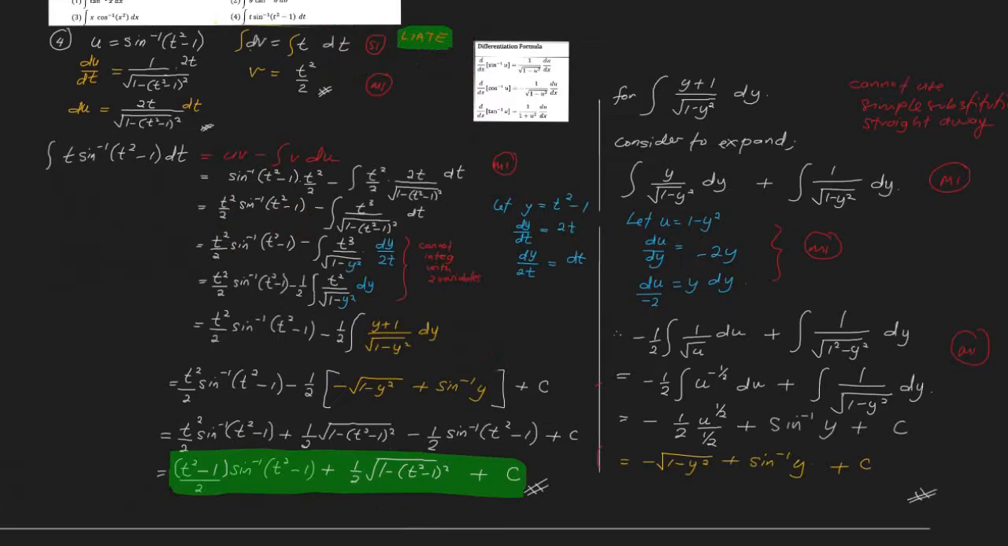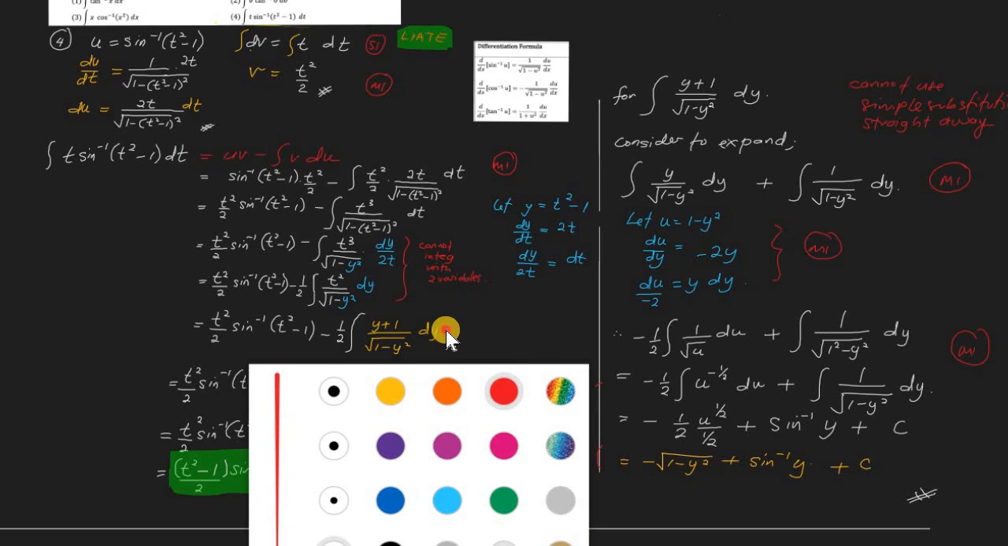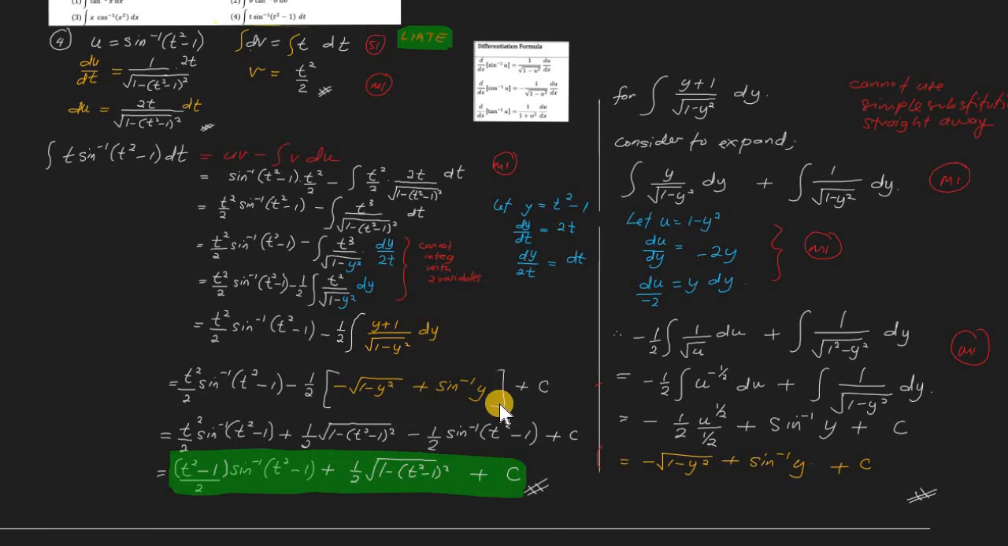For this question that we solved just now, I'm putting back the answer over here. So we are replacing the values there for this portion. We replace it, and then we substitute back the y. The y is t square minus 1.